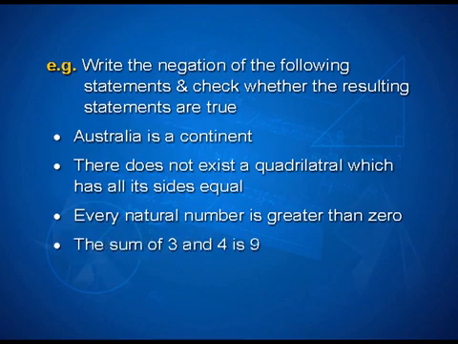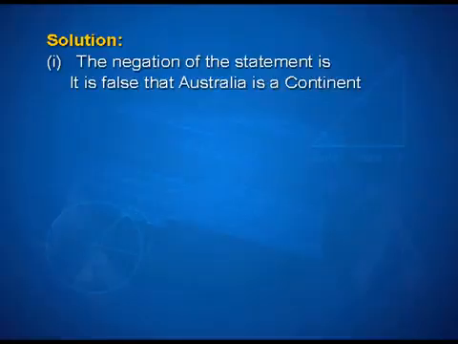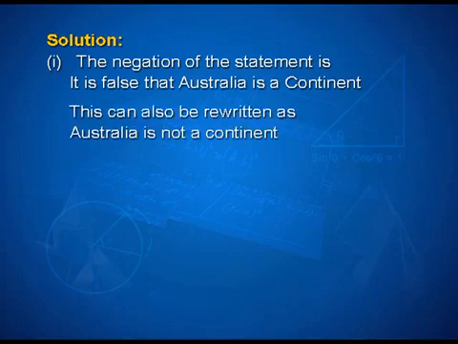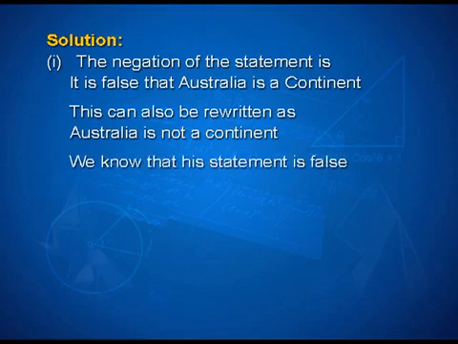Fourth, the sum of 3 and 4 is 9. Let us look into the solution. First, the negation of the statement is: it is false that Australia is a continent. This can also be rewritten as: Australia is not a continent. We know that this statement is false.